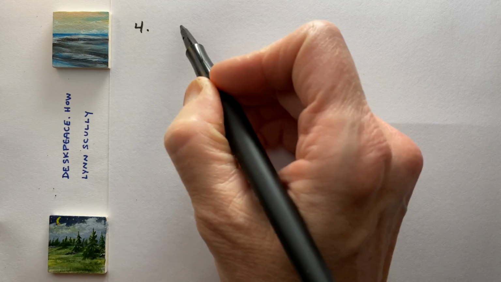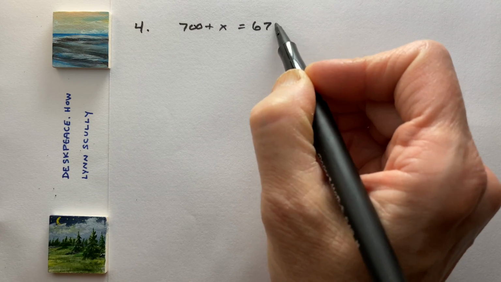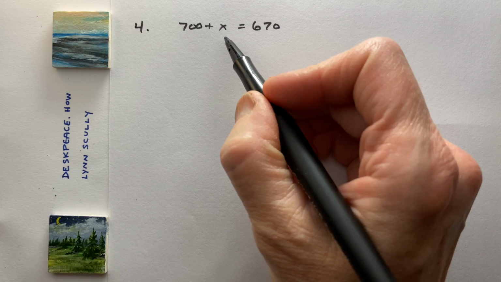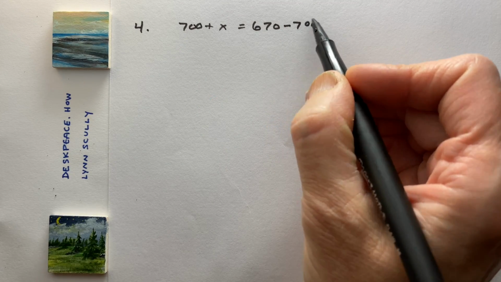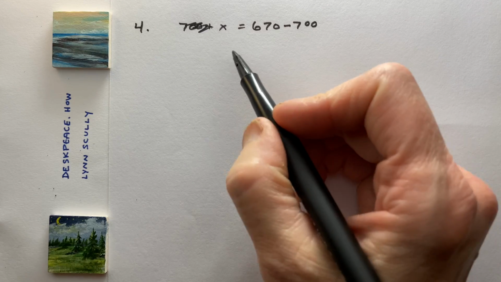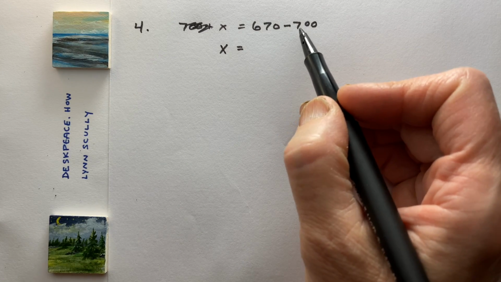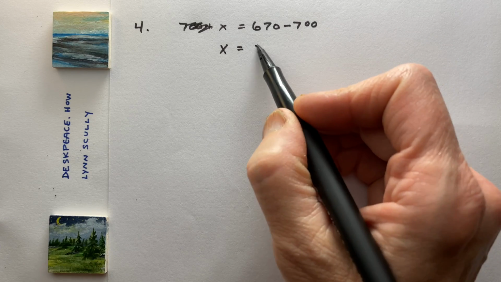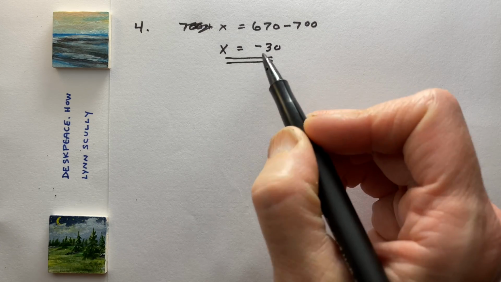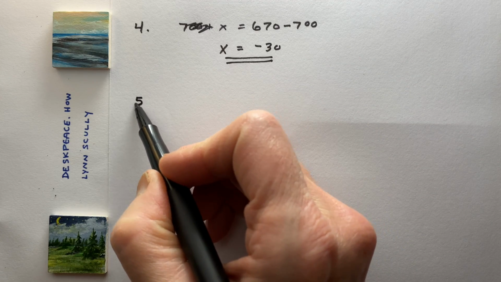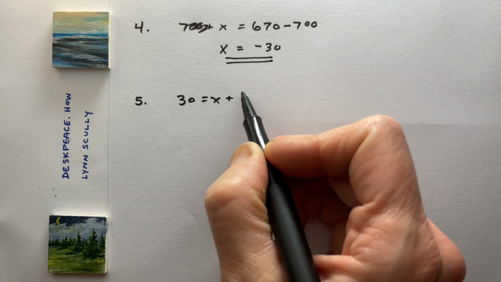Number 4, 700 plus x equals 670. I want to get the x alone. 700 is attached by addition, move it by subtraction to the other side of the equal sign. My x is alone, that means it's solved for. I'm going to reduce this. The larger value is negative. 700 minus 670 is 30. X is negative 30.